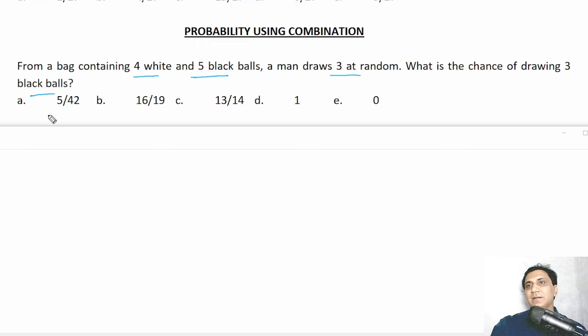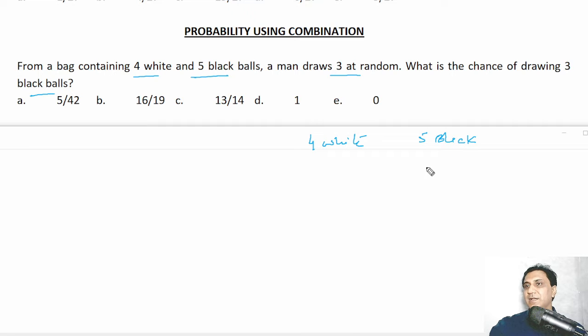Let me break this question down first. Let me explain several things with these questions. We will be solving this question later on. I'm using this question as an opportunity to explain everything. 4 white balls and 5 black balls.